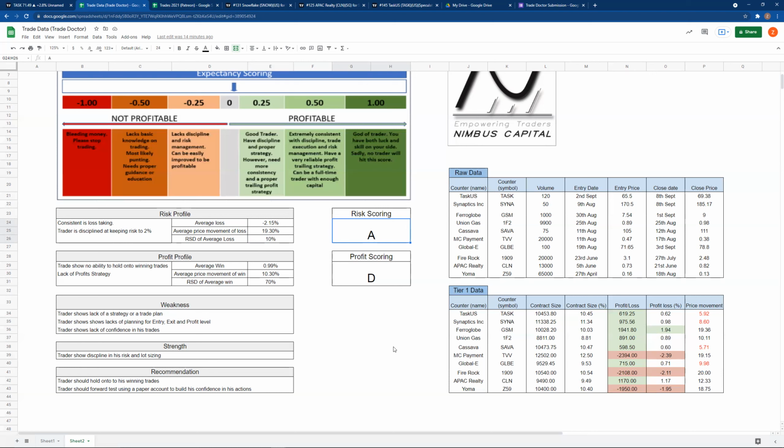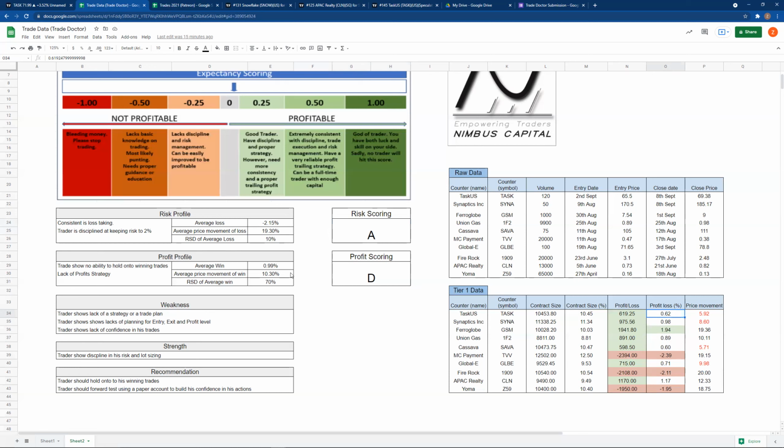Now, the profit department is the issue here. Just by looking at his profit profile alone, you can see that his average win is 0.99%, meaning most of his wins only get close to 1% of his capital as a profit. But even then, he has an RSD of 70%, meaning his profit is not consistent at 0.99%. Sometimes it is 0.62%, then sometimes 0.71%, then sometimes maybe 1%. So the volatility of his profit taking is about 70%. It's a little bit all over the place.